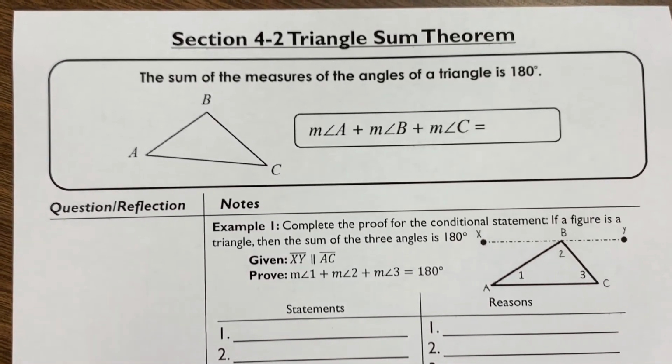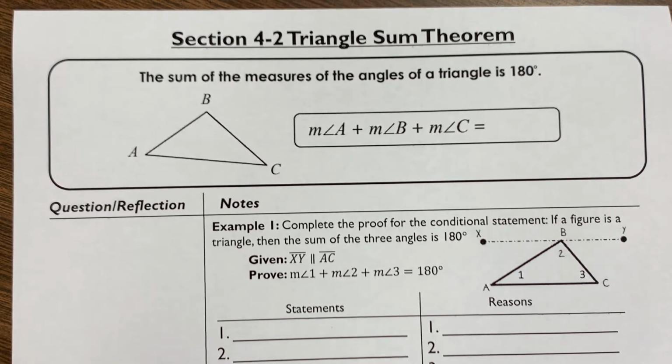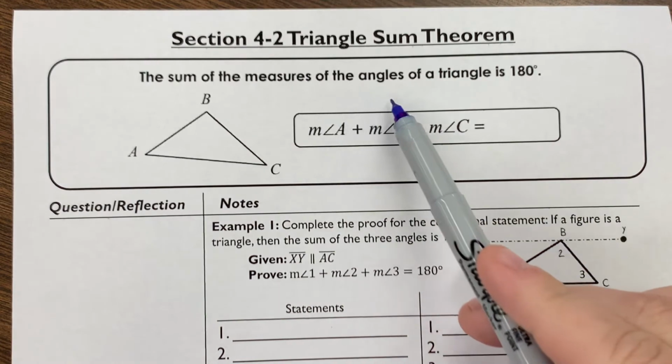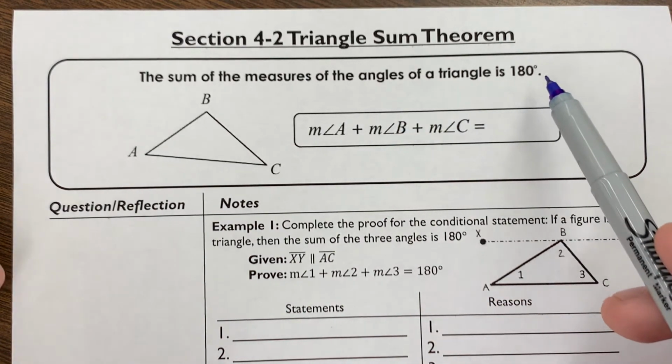Hello everybody. We'll continue looking at more properties about triangles. We'll jump into lesson 4.2 here, which is the Triangle Sum Theorem. One of the most fundamental concepts when it comes to triangles and their properties is that the three angles of a triangle will always add up to 180 degrees.